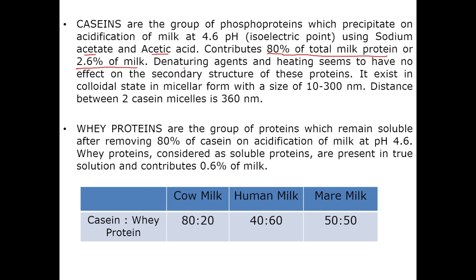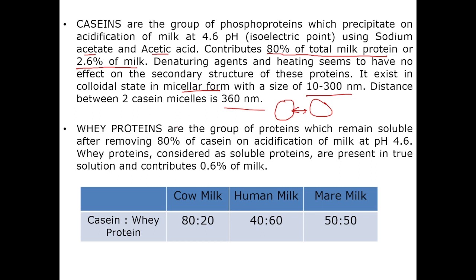And they exist in micellar form with a size of around 10 to 300 nanometer. Now the distance between two casein micelles is around 360 nanometer. So if you see, this is a micelle, and this is another micelle. The distance between these two is around how much? It is 360 nanometer.